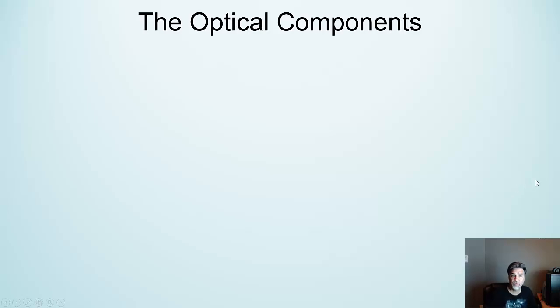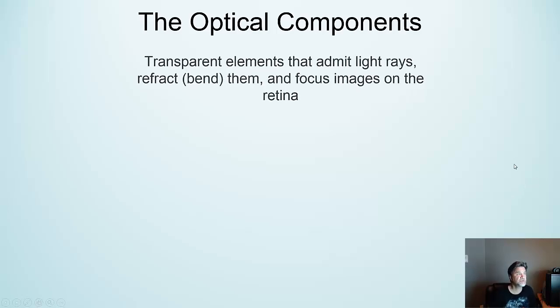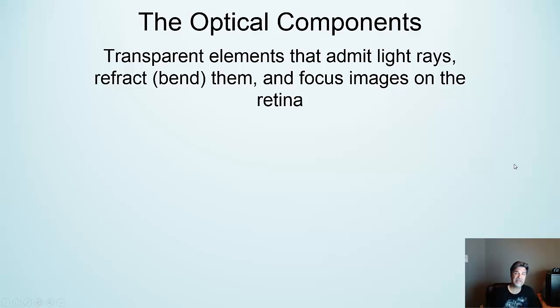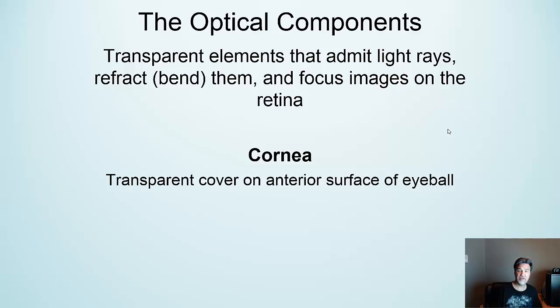Okay, so some more about the anatomy of the eye. The optical components are anything that allow the light rays to enter the eyeball and then eventually focus images on the retina. And we begin with the cornea, a very, very important structure. It's the most commonly transplanted structure in humans, and it is the transparent cover that we've already discussed. That's part of the tunica fibrosa.